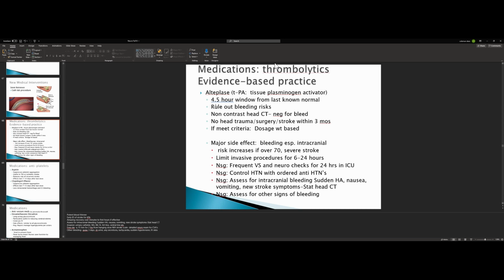Major side effects of this drug is bleeding. You want to avoid any unnecessary IV sticks, any catheter insertions. If your patient's gone for a thrombectomy and they've had their groin site accessed, then you're going to need to watch for any bleeding and take extreme care when handling the groin site.